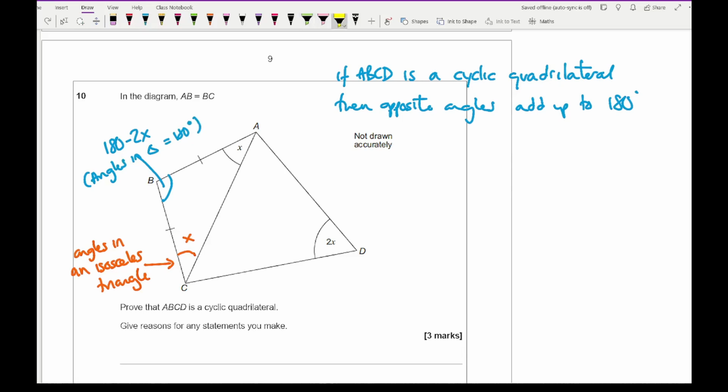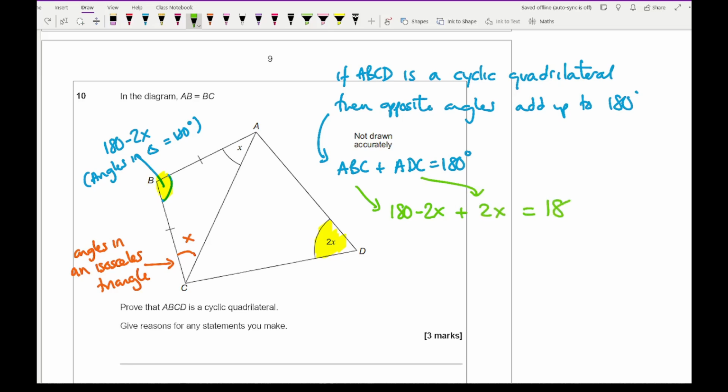Now if I take these two angles here, and add them together, then I get angle ABC plus ADC should equal 180 degrees. Again, this is just reiterating that statement. So if I add those two angles together, ABC is 180 minus 2x plus angle ADC, which is 2x, and if I simplify that expression I get 180, so therefore ABCD is a cyclic quadrilateral.